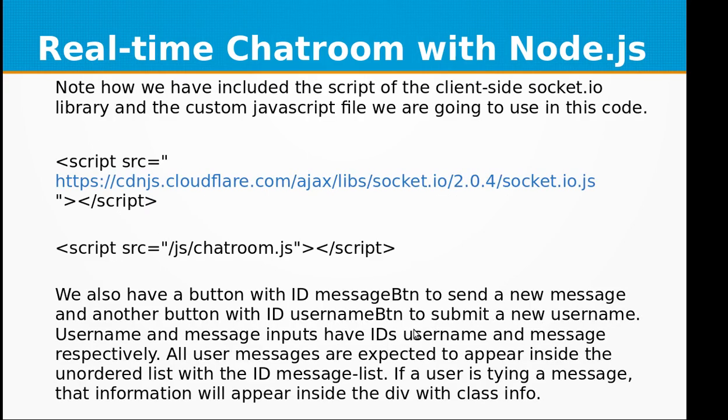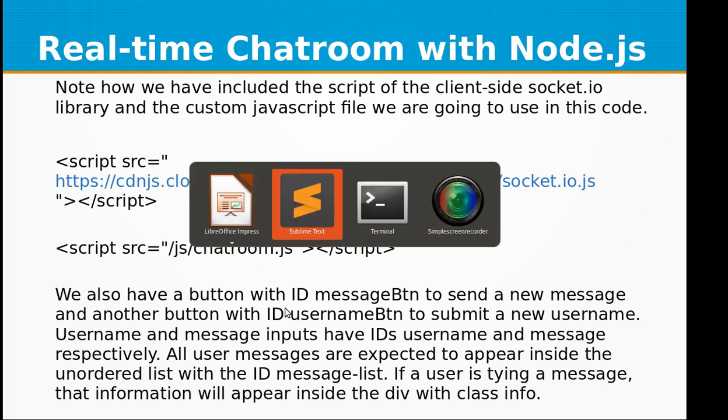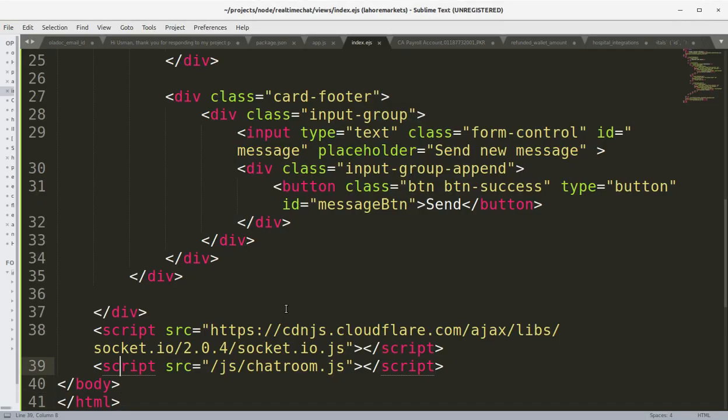Now note that how we have included the script of the client-side socket.io library and the custom JavaScript file we are going to use in the code. Let me check if we have added these. Yeah, we have added these in the footer. So we have added it from the Cloudflare CDN, and then we have the chatroom.js file which will be loaded from the JS folder.